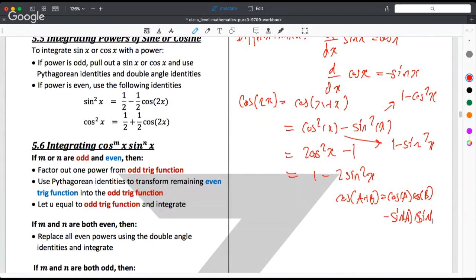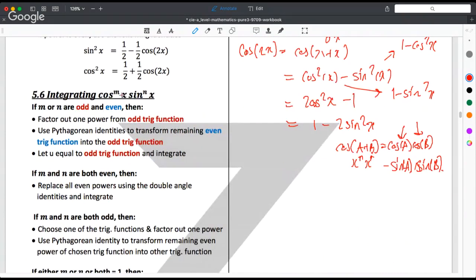So, sorry, sine B. Okay, and then if we have a 2x here, we can just imagine x is A and x is B. So then these functions become the same, so they become squares. It's a bit of a cheeky trick, but now that you know, it should be quite easy to remember. Okay, so that's how we can integrate some powers.